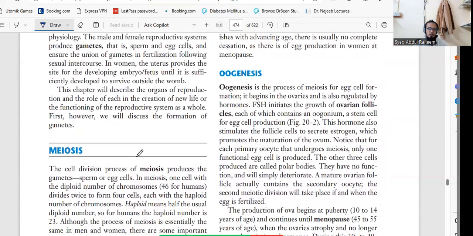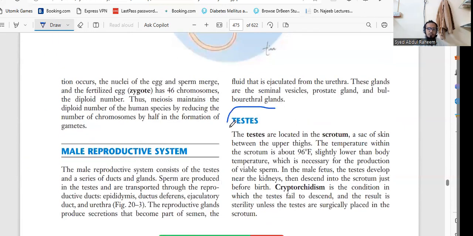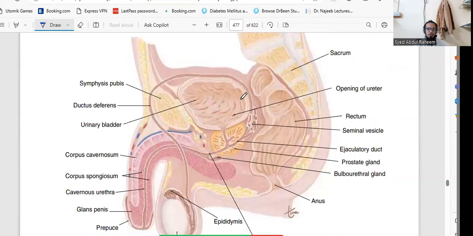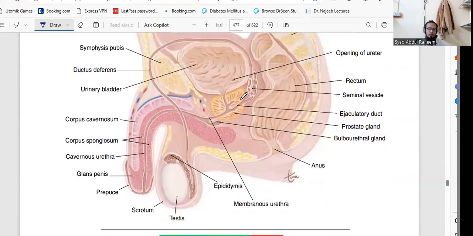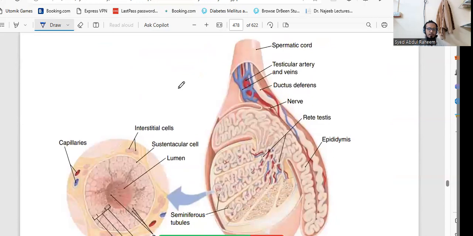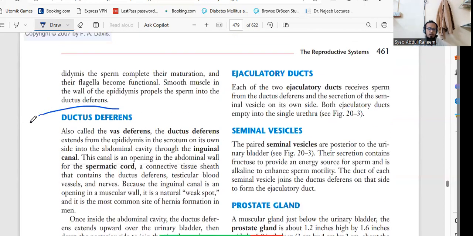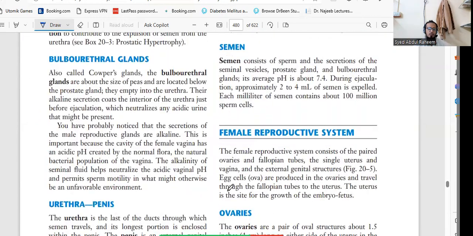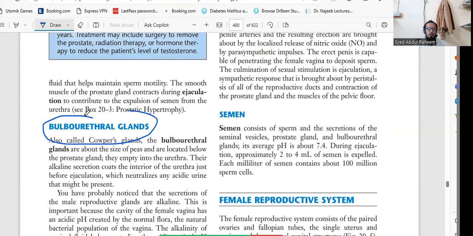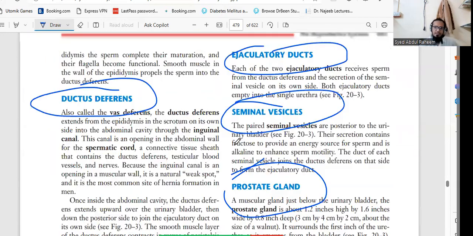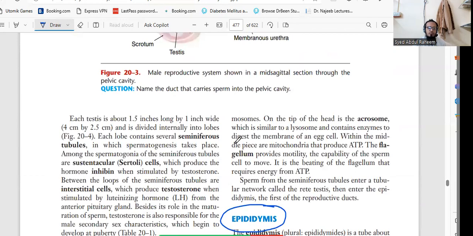So first is testes, okay, and here we have all the organs which are given in this diagram. Epididymis, okay, and duct deferens, ejaculatory ducts, seminal vesicles, prostate gland, bulbourethral gland, and urethra, semen. So let's talk about each and everything in detail.